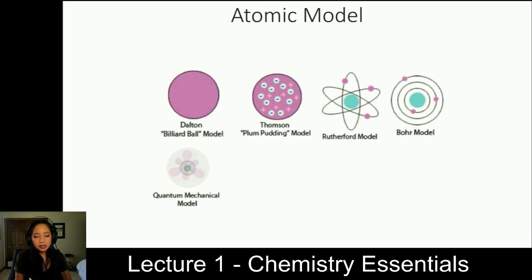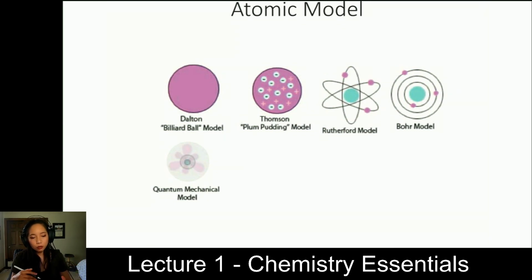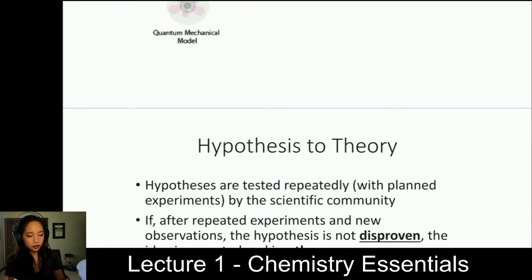And so you see as time went on, the model for the atom became more specific. It changed, and now accurately represents what an atom is. This model. So we'll go more into these details later in the year.